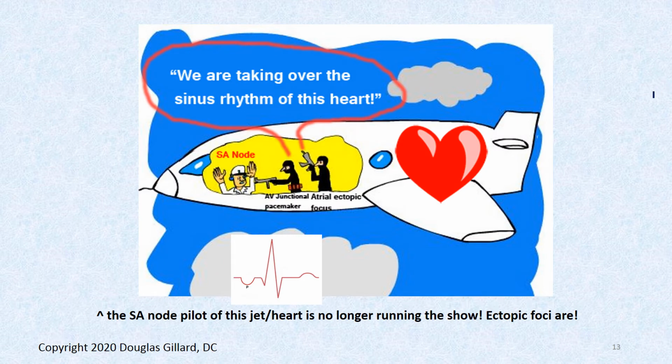All right, here's my completely politically incorrect cartoon. So here's the heart. This is the SA node running the heart, the jetliner. And here some ectopic foci, one in the atria, one in the junctional region, have taken over. We are taking over the sinus rhythm of the heart. And in some people this happens, and it can be very disabling in some people.